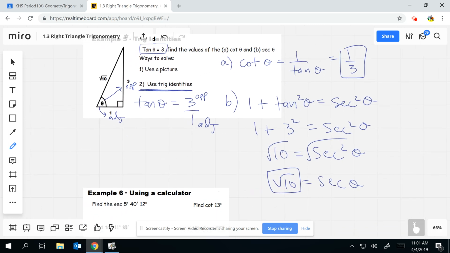If we had looked at our picture, your secant is the reciprocal of your cosine. So it would actually be the hypotenuse over the adjacent is what your secant is. In this triangle up here, your hypotenuse is a radical 10 and your adjacent is a 1. So you would get the exact same answer that you got down here for secant. So either way, you could use the picture or you could use the identities and you'll get the right answer for secant. That's enough to get you through the first problems that I put on the board over there. So get those done tonight. We'll check those off tomorrow.